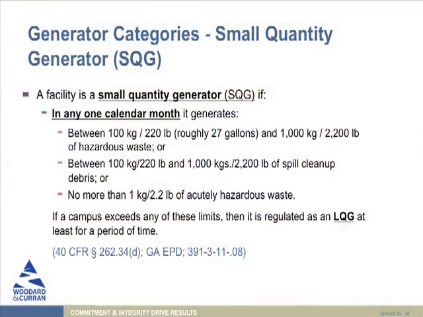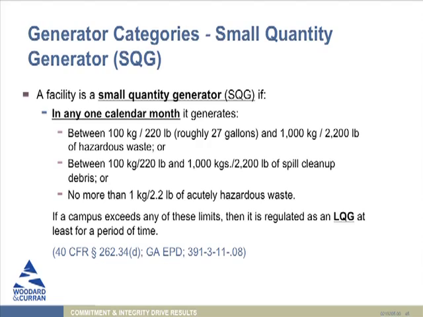The next category down is a small quantity generator. If in 1 month you generate between 100 kilograms and 1,000 kilograms, or if you generate between 100 kilograms and 1,000 kilograms of spill debris, and if you have less than 1 kilogram of acutely hazardous waste, then you are considered to be a small quantity generator. If you're between 100 and 1,000, then you're small.